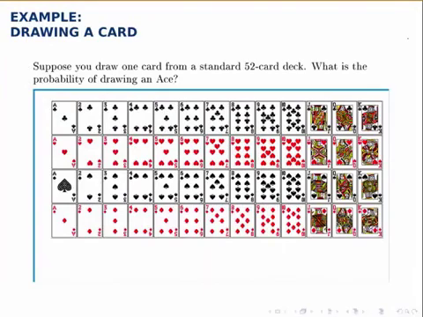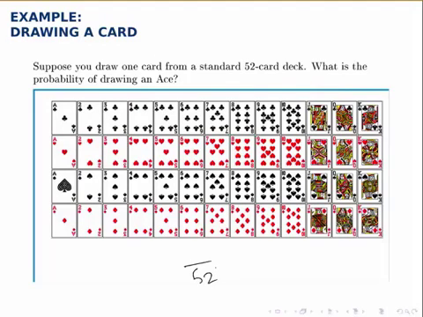Suppose you draw 1 card from a standard 52 card deck. What's the probability of drawing an ace? Here I've put a picture of a standard 52 card deck, just for reference. Again, we have 4 suits, the clubs, hearts, spades, and diamonds. Within each suit, there are 13 cards: ace, and then the numbers 2 through 10, and then the 3 face cards, jack, queen, king. So you've got 52 total cards to draw from, so the number of possibilities, or the denominator in our probability, is going to be 52.